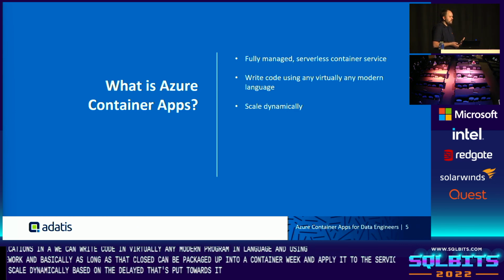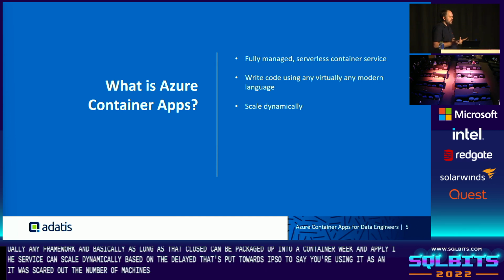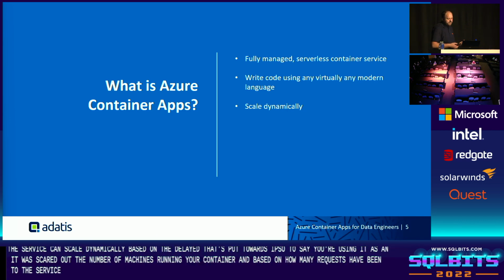Say you're using it as an API, it will scale out the number of machines running your container based on how many requests are being put to the service. And therefore, it hides some of that complexity of managing that scaling that you have to consider with other services.